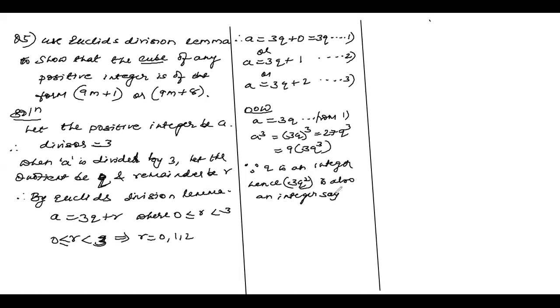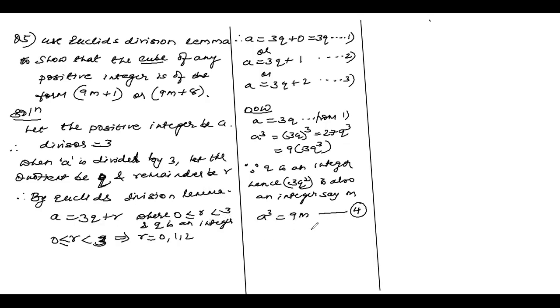Say m is an integer. Therefore, a cube is equal to 9m. Got it? Can I call this statement 4, children? I hope everybody is trying to understand me here. Here, a = 3q + r, where r is greater than or equal to 0, and q is an integer. We'll just write that.